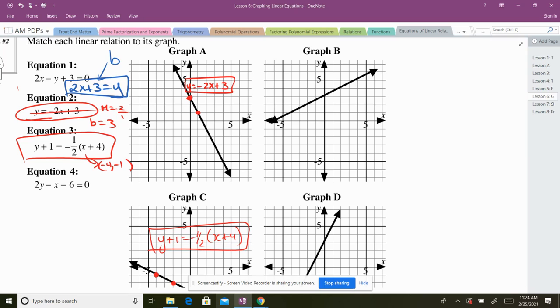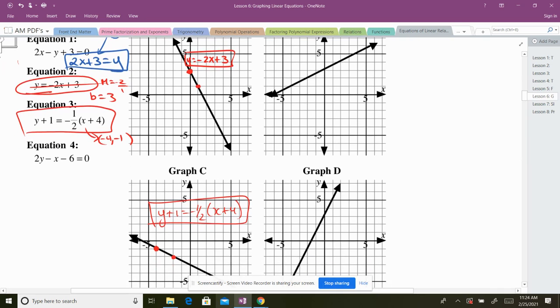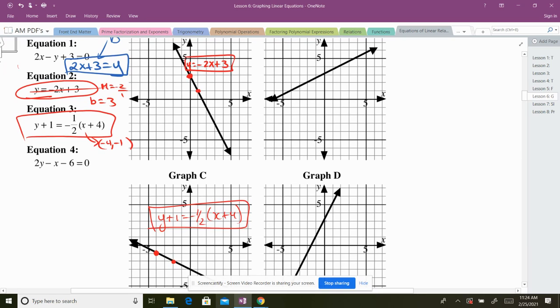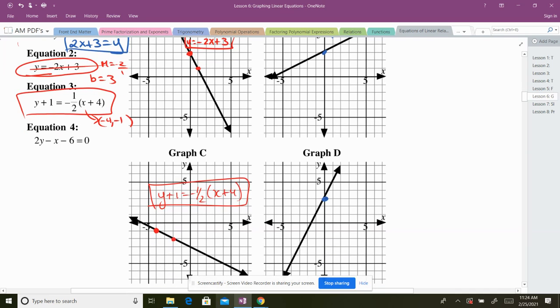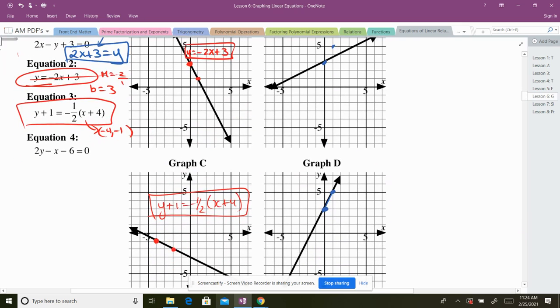Of B and D, which one has a y-intercept of 3? They both do. But we have to check the slope. What is the slope of this equation? 2, which means I go up 2 and over 1, right? Up 2 over 1. Do I hit the graph? No, so it has to be D, but let's check it. Up 2 over 1, boom. So this is y is equal to 2x plus 3.